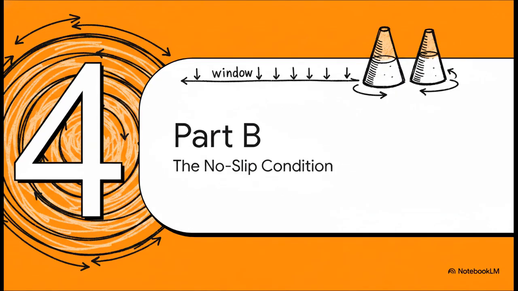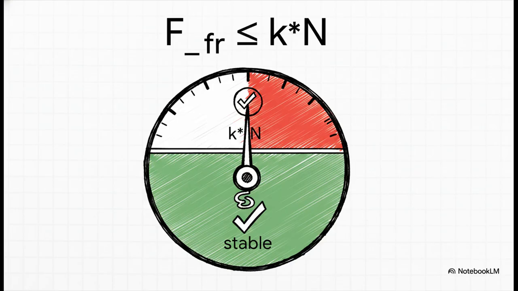We know the friction for one specific speed, but now for the really interesting part B. We're going to figure out the entire operating window. What are the minimum and maximum speeds the cone can roll at before it starts to slip? The whole key to this part of the problem comes down to one simple inequality.